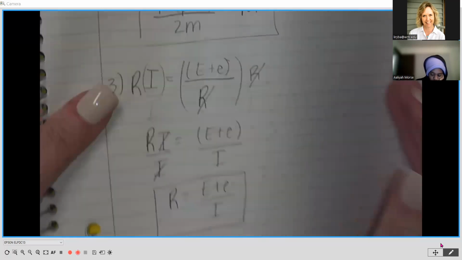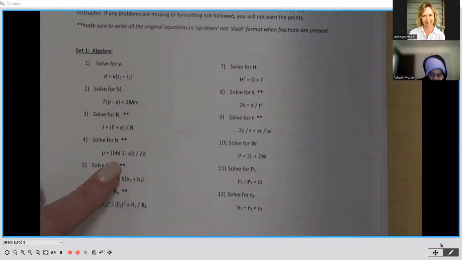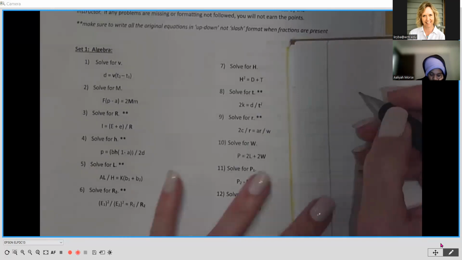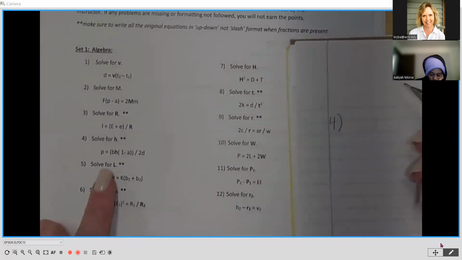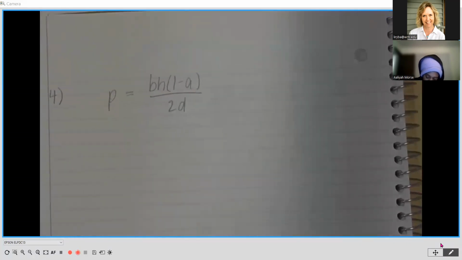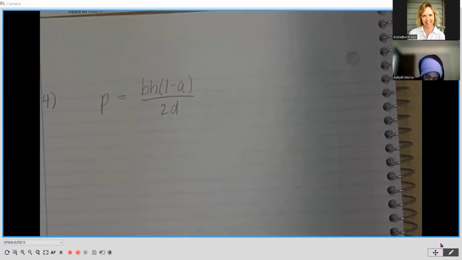Okay, let's keep going. Number 4. Okay. So again, there's a slash there. So we want to convert it to the up down. So this is going to be number 4. P is equal to B times H times 1 minus A divided by 2D. So this is what you want it to look like. Make sense?